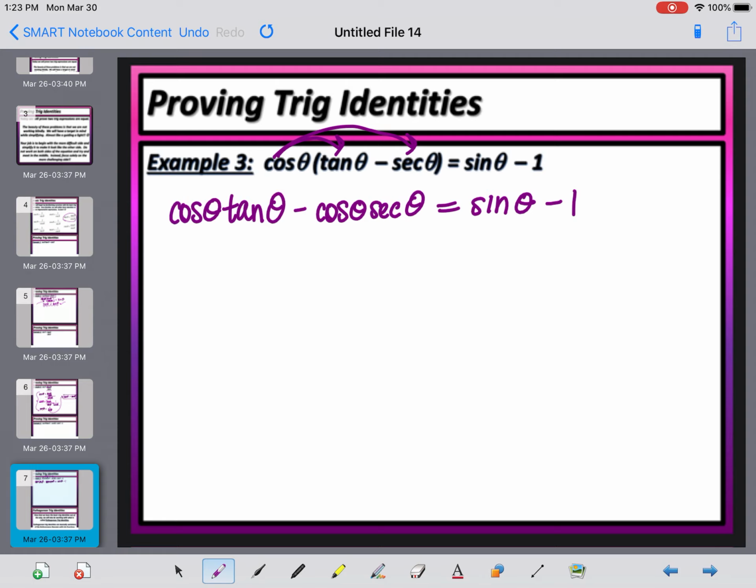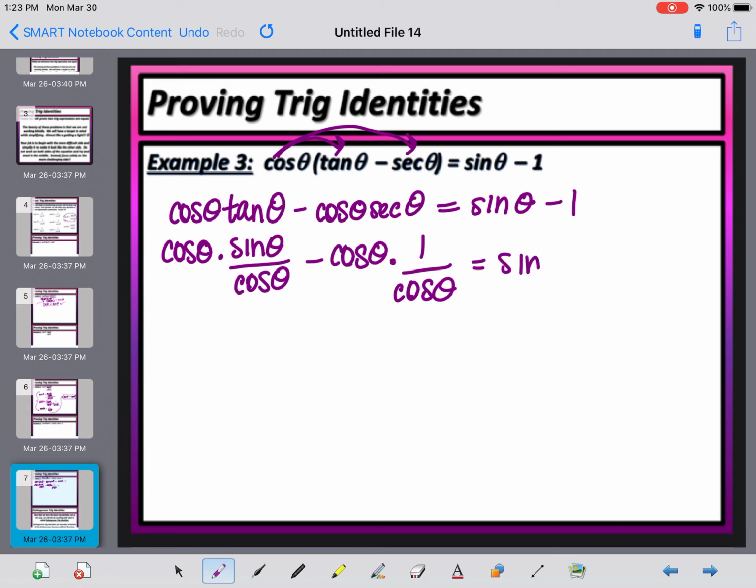Okay, so using my own personal rule of thumb, I'm going to try and turn everything I possibly can into sines and cosines. So that means this tangent, once again, I'm going to make sine over cosine. And secant is the same thing as 1 over cosine.